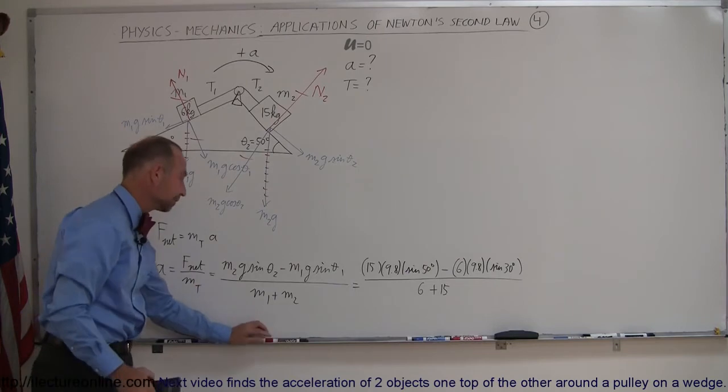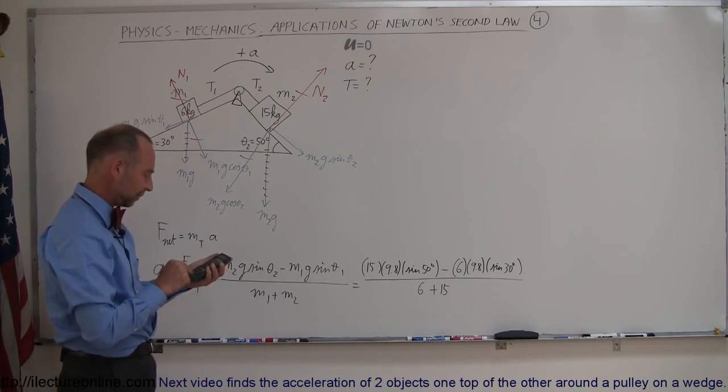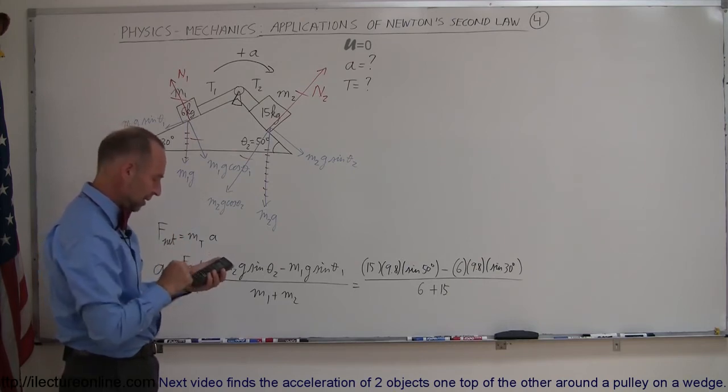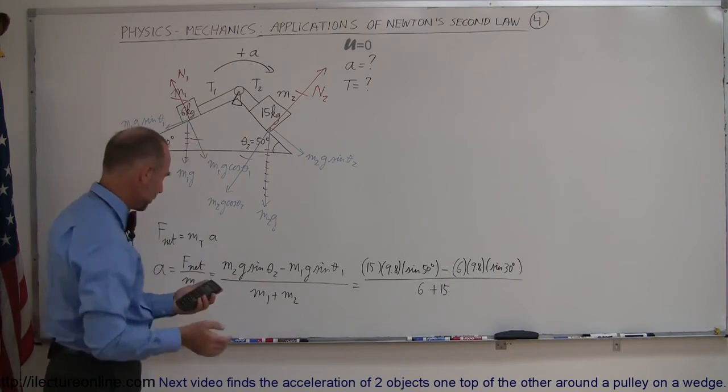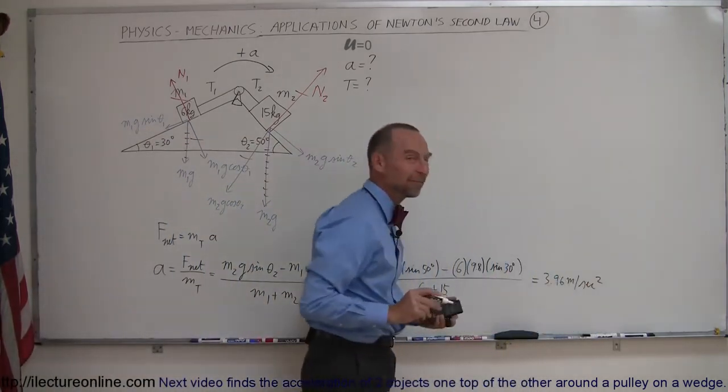So with a calculator, what do we get? 15 times 9.8 times the sine of 50 minus 6 times 9.8 times 0.5 equals, and take that divided by 21, the acceleration would be 3.96 meters per second squared. All right, so now we found the acceleration.